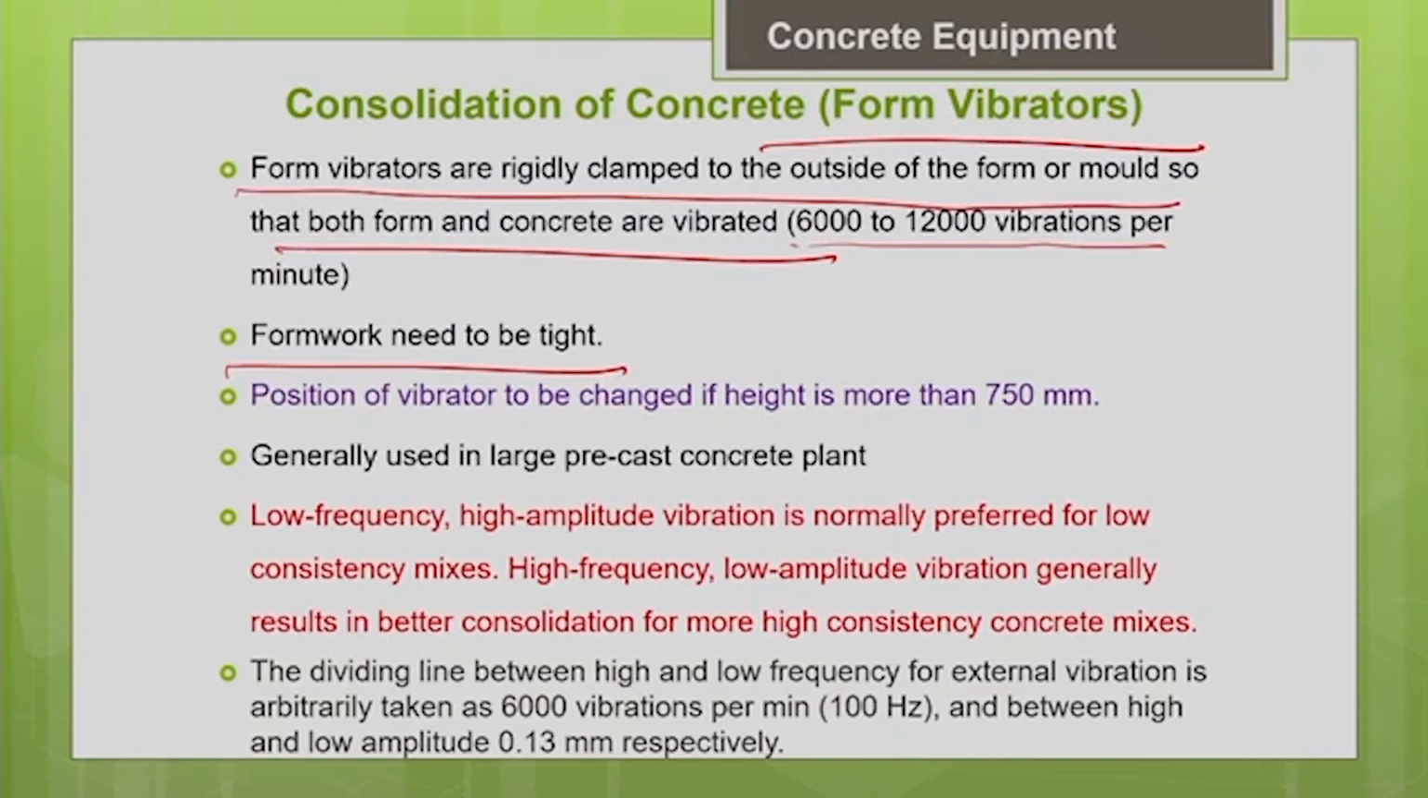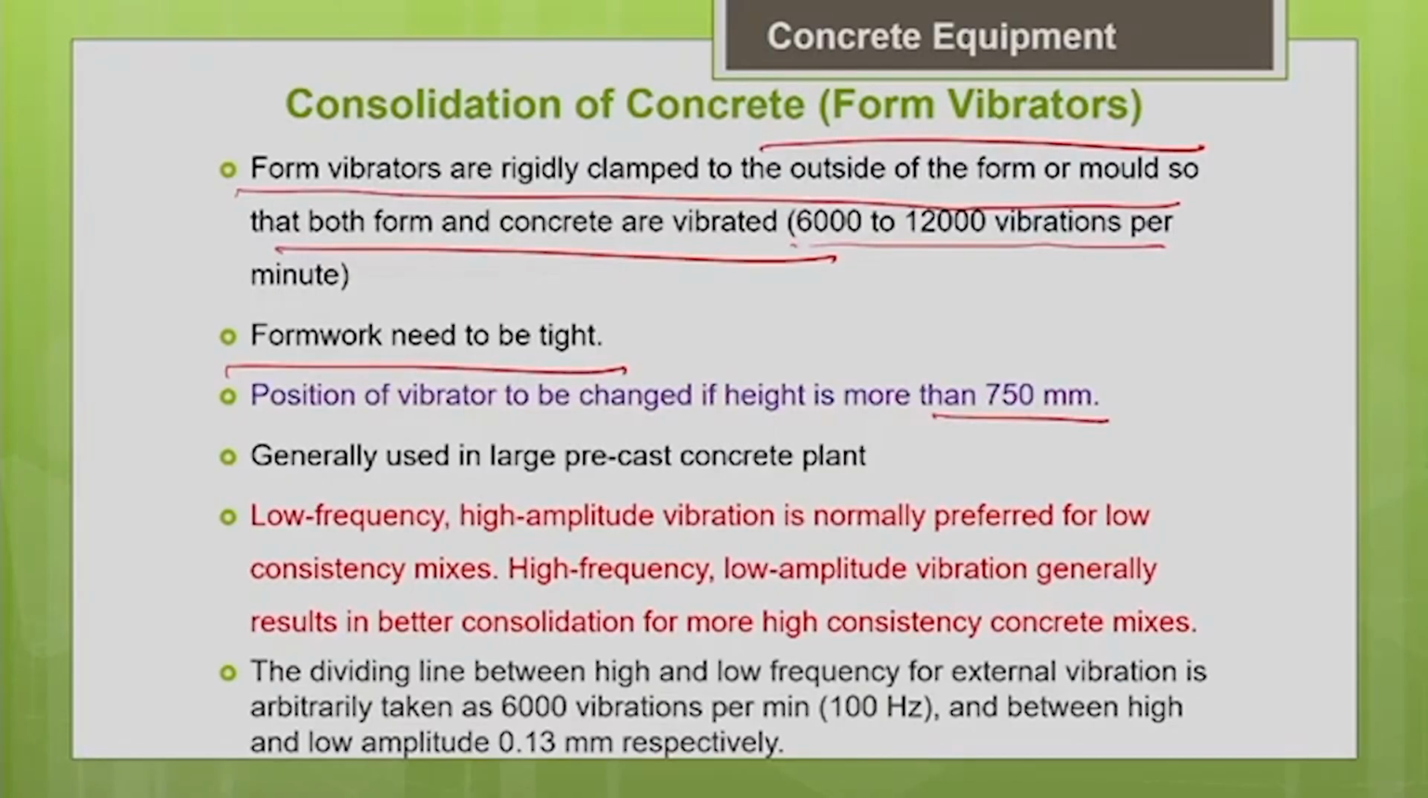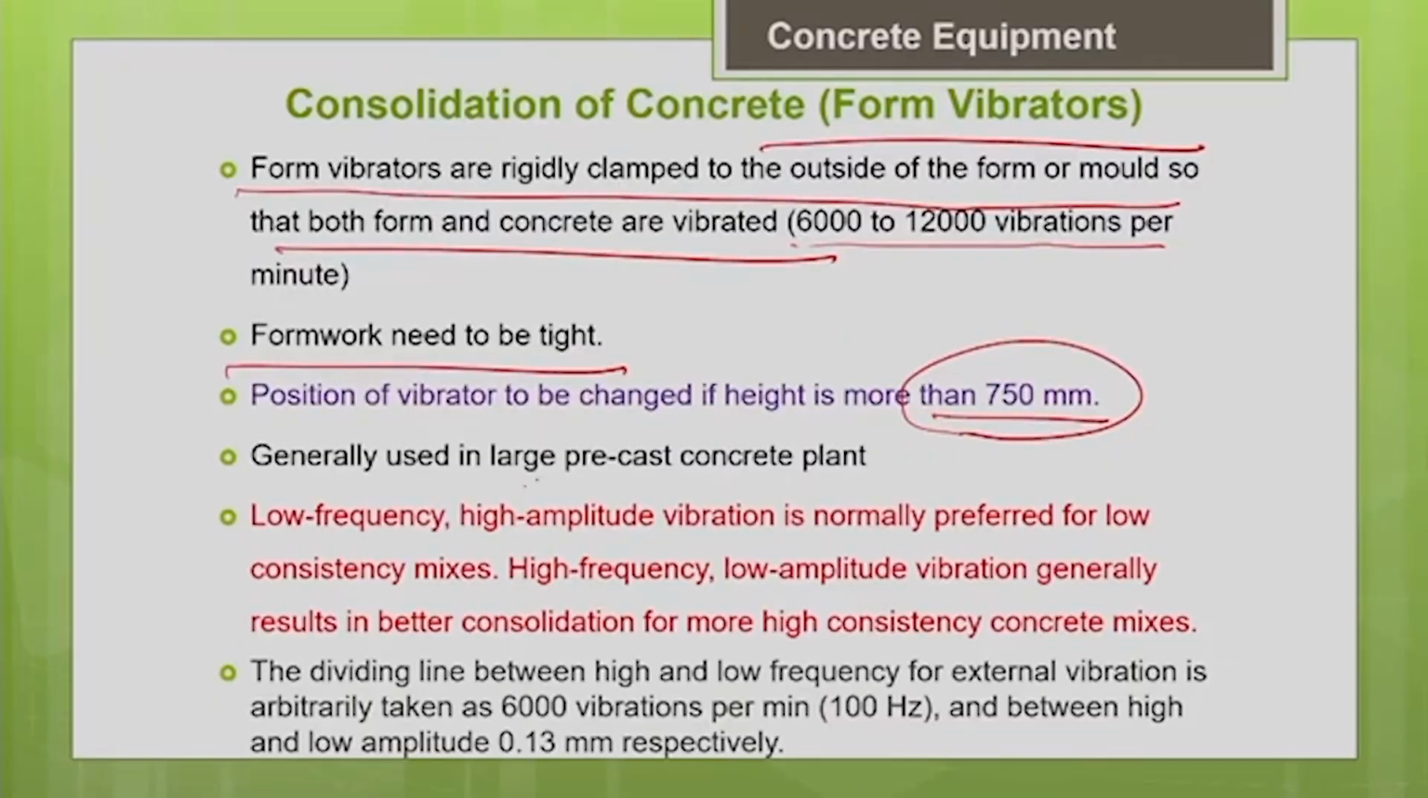Another thing is that these vibrations are effective only for a particular height, say up to 750 mm. If you are going to use form vibrators for a very deep or tall column, you have to keep changing the position of the vibrator along the depth of the column. Mostly these vibrators are used in factories or precast concrete plants. Sometimes we also use them to supplement internal vibration.